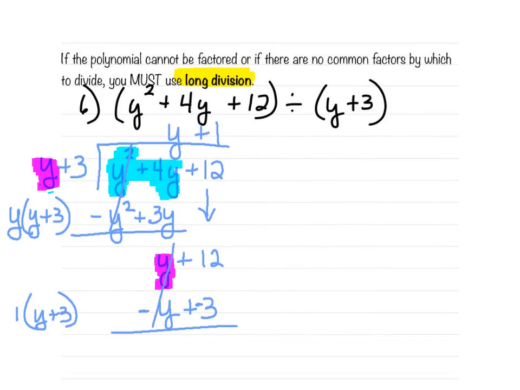So y minus y cancels out. Positive 12 plus negative 3 is 9. And so we would have plus 9 over the divisor y plus 3. So your answer here is y plus 1 plus 9 over y plus 3.